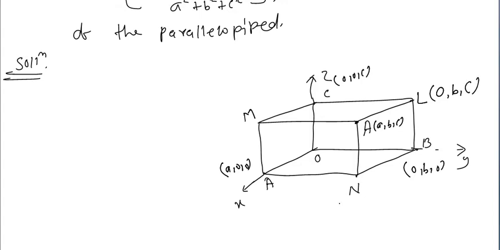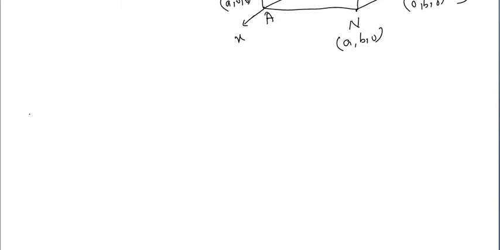This point is in the XY plane, so the Z coordinate is 0. So the coordinate of this point is (a, b, 0). This point is in the XZ plane, so it has Y coordinate 0, so the X coordinate is a, the Y coordinate is 0 and the Z coordinate is c. And this is the origin. The coordinate of the origin is (0, 0, 0).